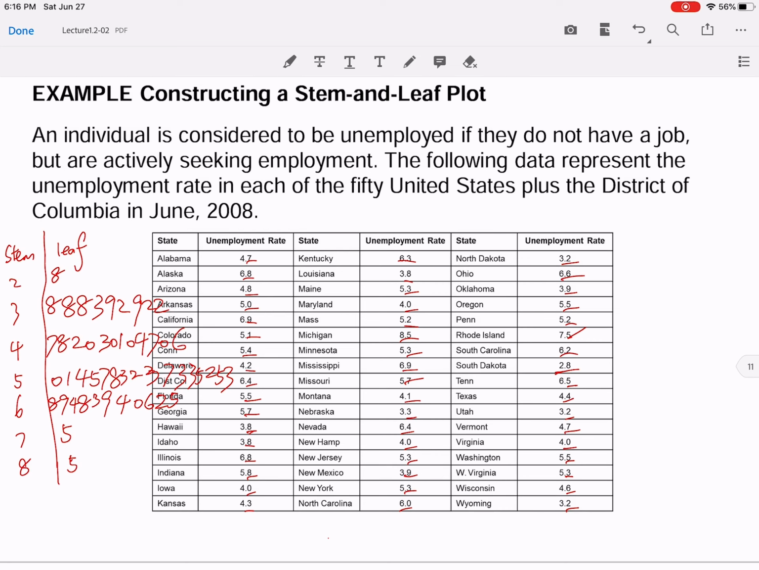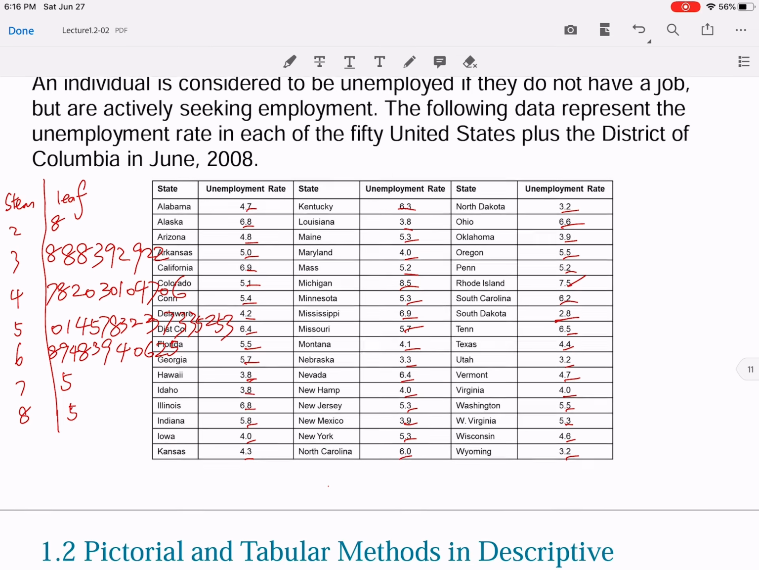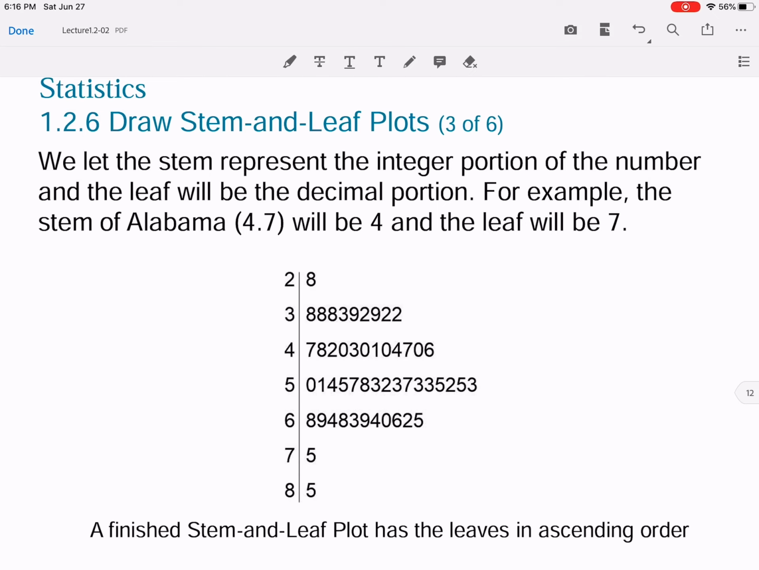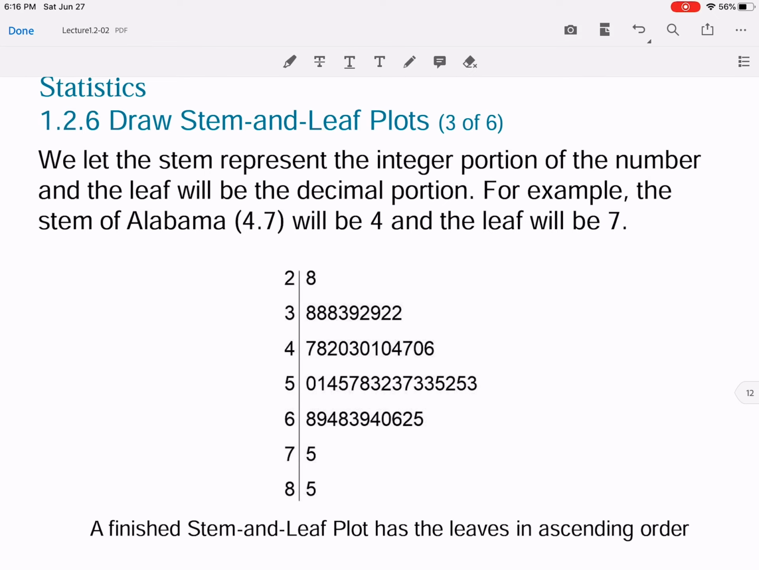And that's pretty much the first 2 steps. What we got here is pretty much the exact same thing as shown over here. But we're not done yet. A finished stem-and-leaf plot has the leaves in ascending order. So basically, we need to reorder the leaves. Let's reorder it here, stem and leaf.